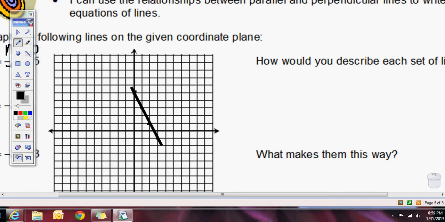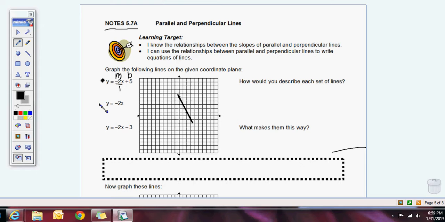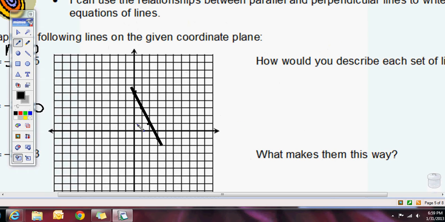Alright, so now we have to look at the second one, and that's this line. This one looks a little funky, and that's just because it's missing a B. If there's nothing there, I'm just going to write +0. So 0 is going to be my B, so I'm going to start at 0 right here. And then you might notice that the second line has the exact same slope. So again, we're going to go down 2 over 1, down 2 over 1, down 2 over 1. So now I'm going to draw a nice straight line all the way through them.